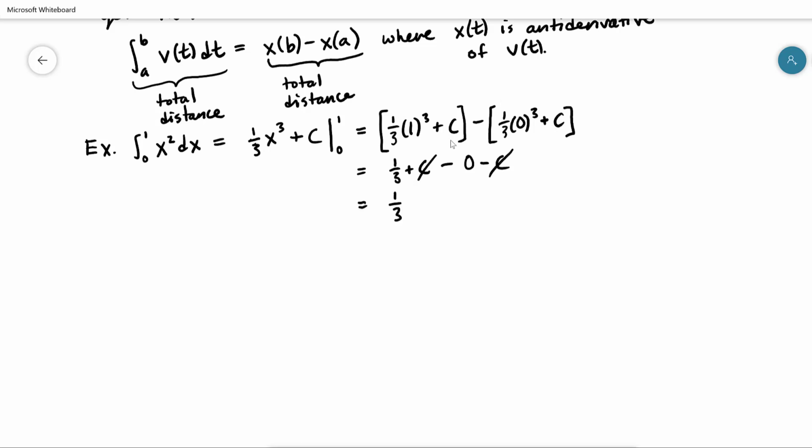This part where the c's cancel will always happen when we have a definite integral, because we will be evaluating at the two endpoints, and both endpoints will involve a plus c. So I'll have a plus c here, a plus c here, and when I take the difference, they will cancel. So in general, we do not include this. Don't even bother.